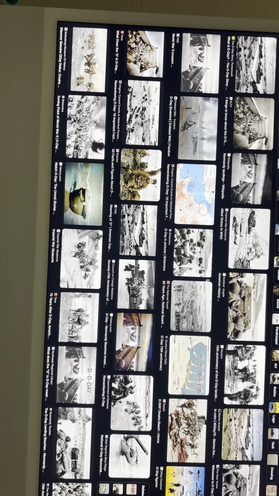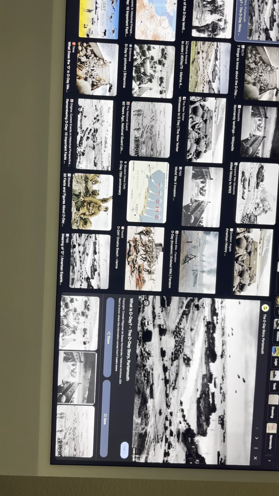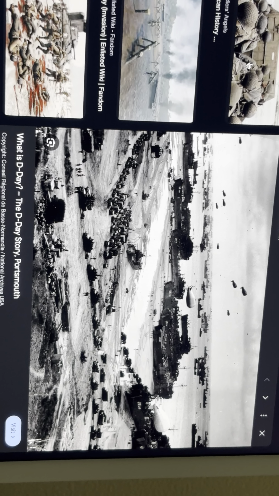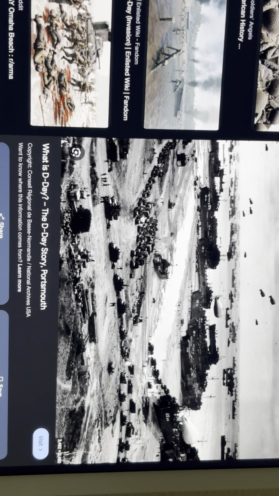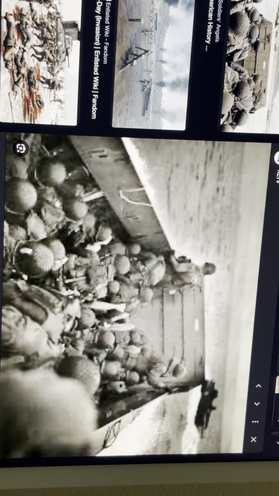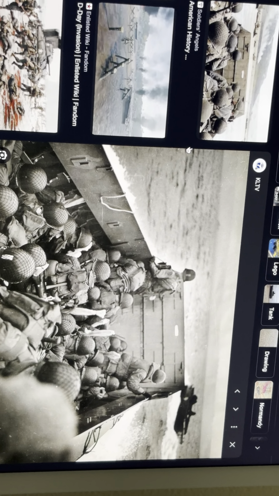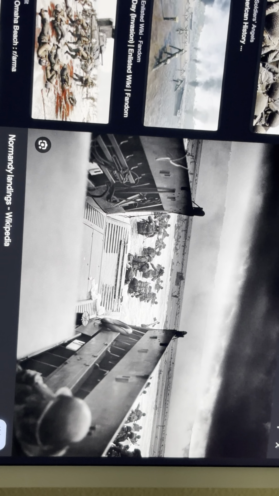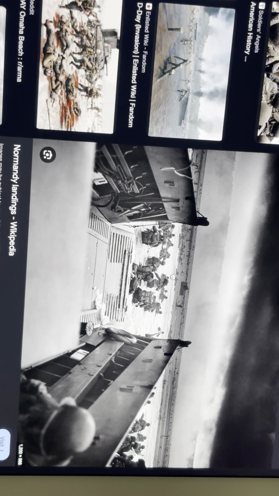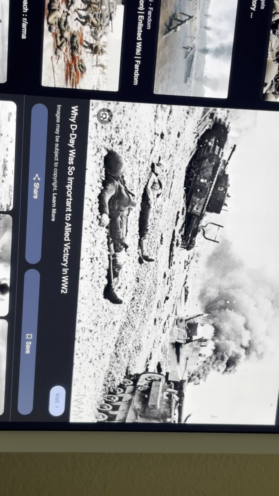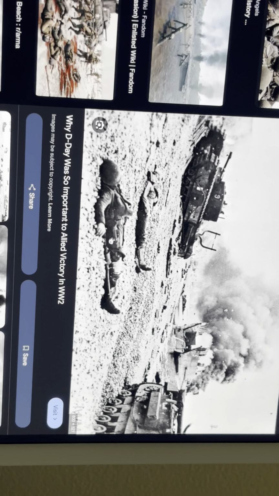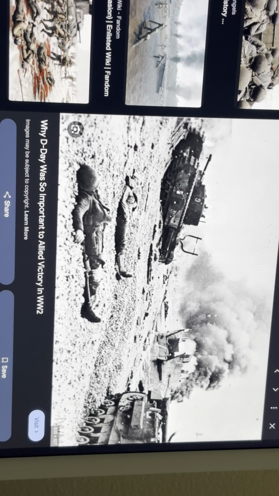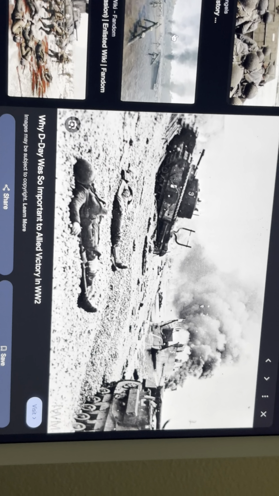These are some more images of D-Day. As you can see, zoom you in. As you can see, this is on the beach. These were the troops on the boat. This is one of Normandy's landings. These are some of the dead troopers, but see, these were the boats, then the tanks going onto the beach.